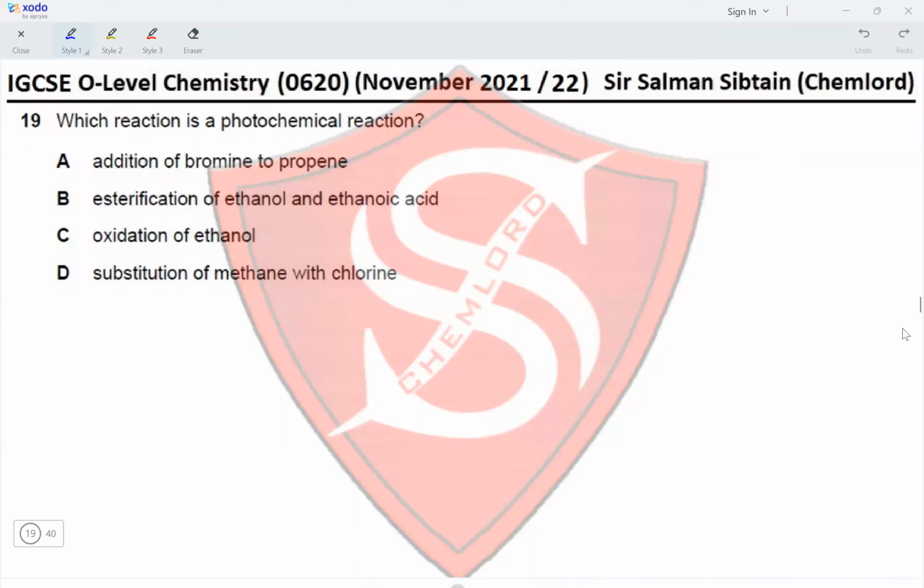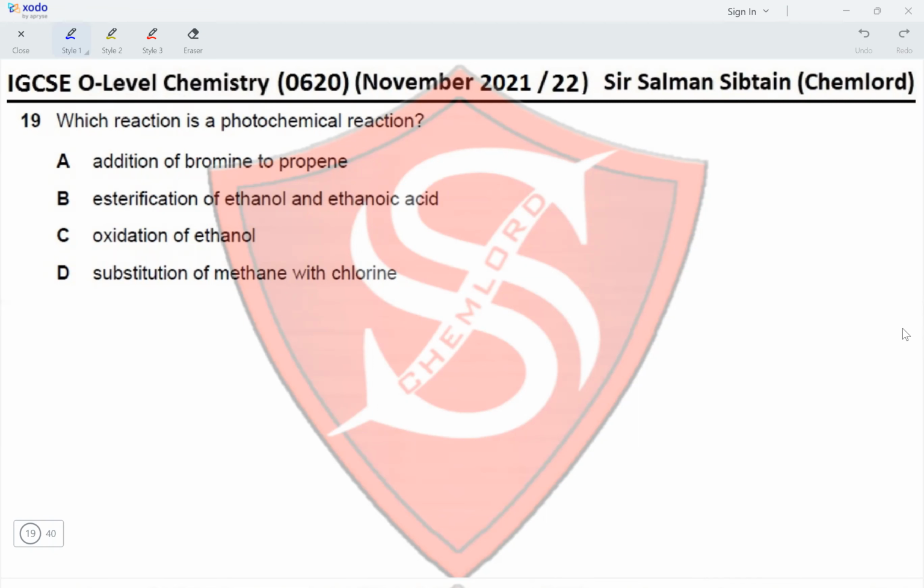Question 19. Which reaction is a photochemical reaction? So a photochemical reaction is a chemical reaction that involves the presence of light. So addition of bromine to propene. This is an addition reaction which takes place under room conditions and does not require light to be present as a necessity. So esterification of ethanol and ethanoic acid. This takes place at a higher temperature and under reflux conditions, but presence of light is not a requirement.